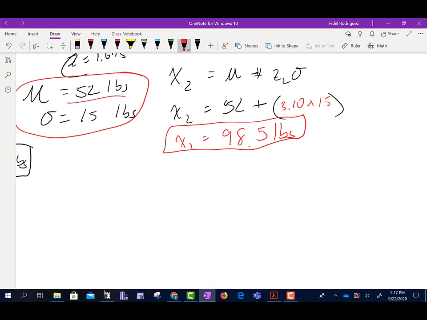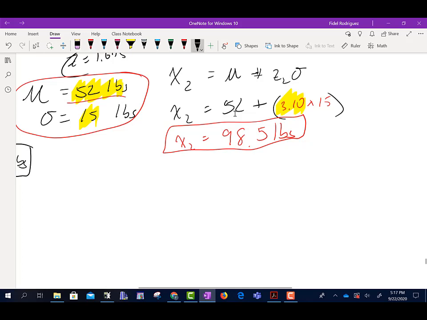Notice again, remember what we said? We said that the average was 52 pounds, right? So if we added 15, that would be one deviation away. If we added another 15, that'd be two deviations above. If we added another 15, that'd be three deviations away. Notice what this is, 3.10. So this dog is more than three deviations away from the mean. That's why he weighs so much, right?